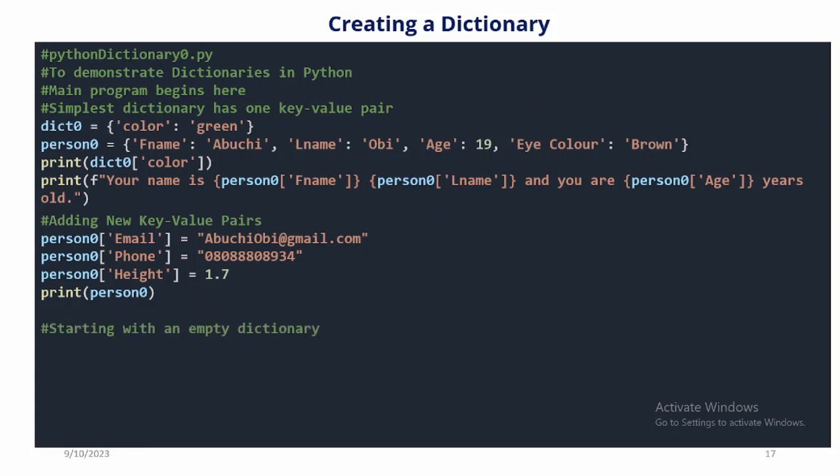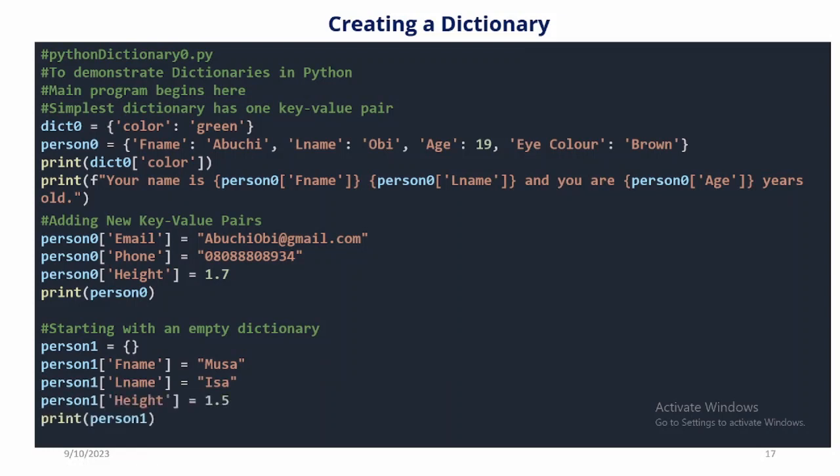Now we can also start to create a dictionary by using an empty dictionary. So we say person1 equals just empty and start filling it up. Person1 fname equals, assign a value. Person1 lname equals, assign a value. Person1 height equals, assign a value, and you print person1.